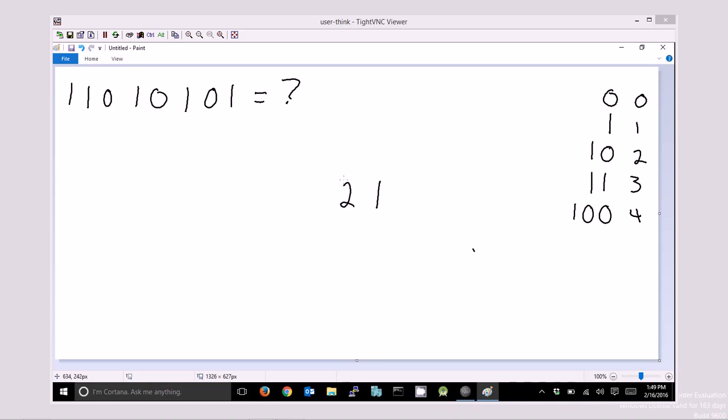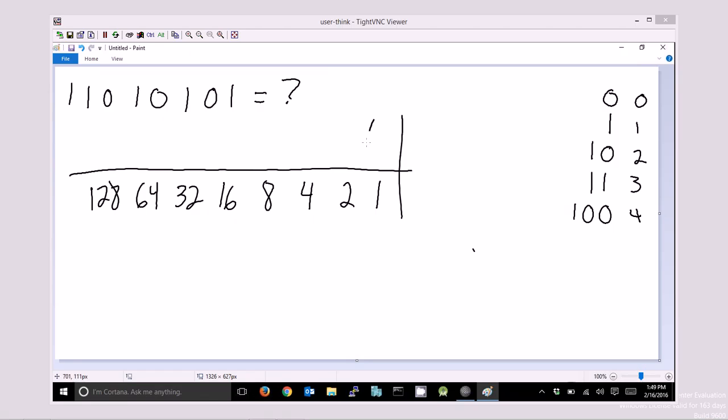1, 2, 4, 8, 16, 32, 64, and 128. Every step of the way, we're doubling. We're doubling all the way up. Every bit is worth twice as much as the prior bit. So, in order to convert this over into our decimal equivalent, we can make a chart.